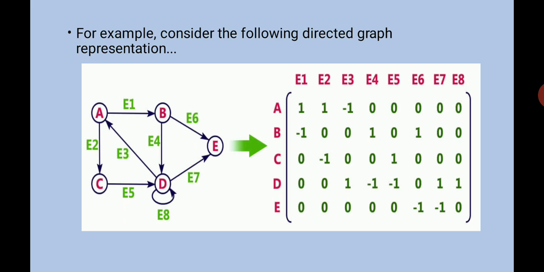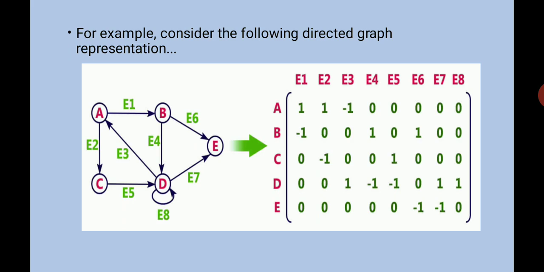I put A, B, C, D, E on the rows, and I put E1 to E8 as the edges one by one. From A, yes, I have an edge and it is outgoing from A. So I put 1. E2, yes, so I put 1. E3, minus 1. So minus 1 shows that this is incoming. Nothing is going out for E3 from A, but it is incoming to A. And E4, 0, E5, 0, E6, E7, E8, all 0.